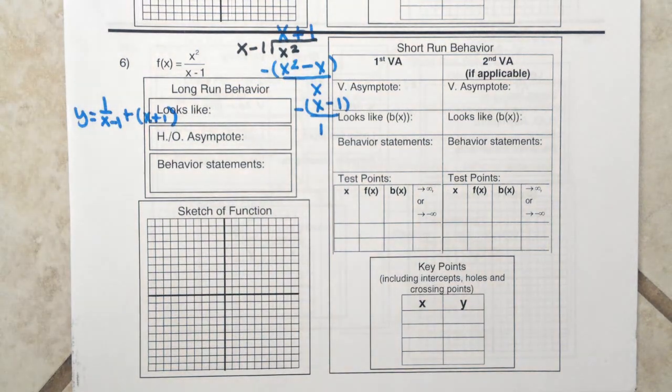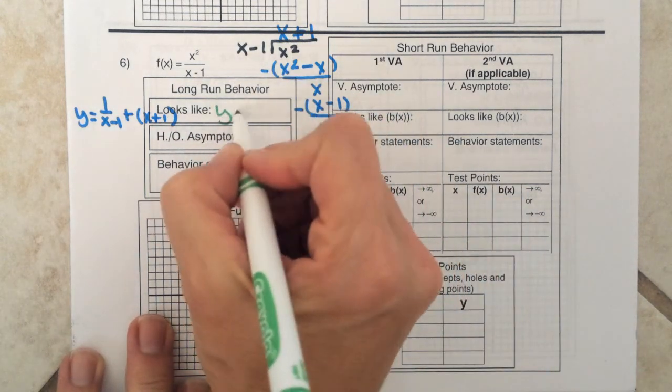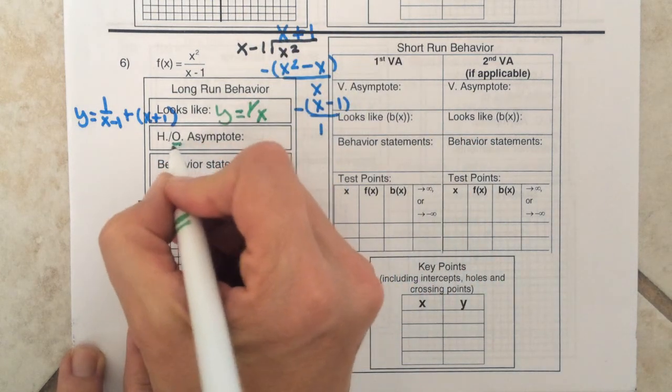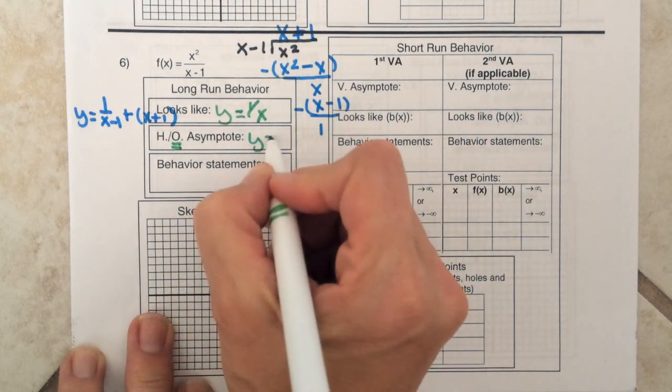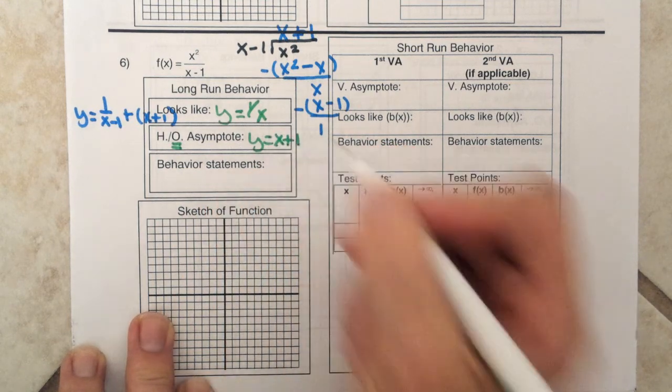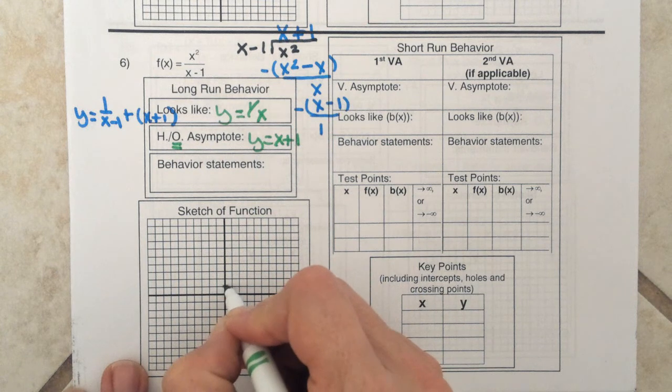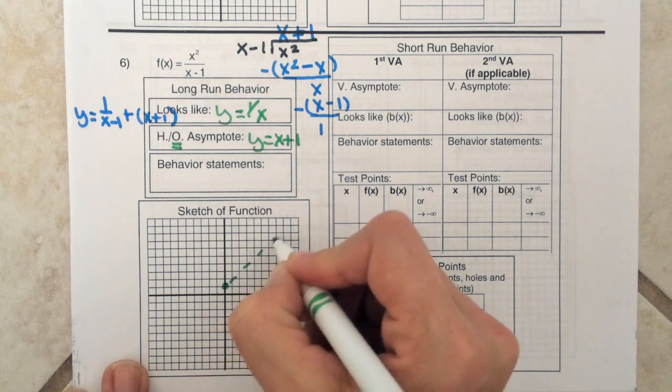Okay, here's what that means. It means it's going to look like a 1 over x, so that's what it's going to look like. But it's going to have an oblique asymptote at y equals x plus 1. So I'm going to graph the line x plus 1.